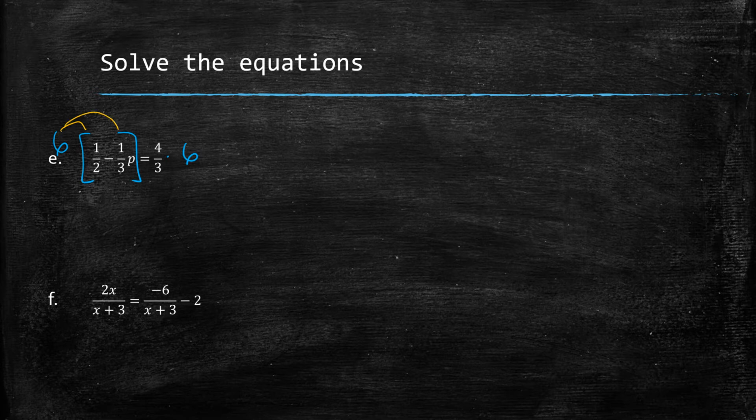So on the left-hand side of the equation, I need to distribute, because I have this subtraction symbol separating my two fractions. 6 times 1/2 is 3, minus 6 times 1/3 is 2, so that I have 3 minus 2p. This is equal to, on the right-hand side, 4/3 times 6. So 3 goes into itself once, it's going to go into 6 2 times. So on the right-hand side of the equation, I have an 8. Okay, let's subtract 3 from both sides.